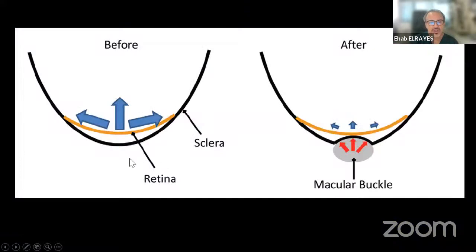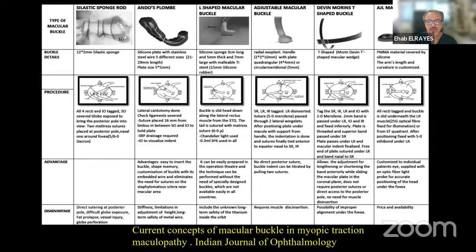The longer the sclera extends posteriorly, the more the tractional forces happen over the retinal surface, whether tangentially or anteroposteriorly. By supporting the sclera from the back, you decrease these tractional forces over the macular area, and this happens by macular buckles. This article is from the Indian Journal of Ophthalmology, and it reviews most of the techniques and types of buckles used to counteract that. I won't go into it because I know my dear friend, Dr. Parolini, will speak about it in a couple of minutes.